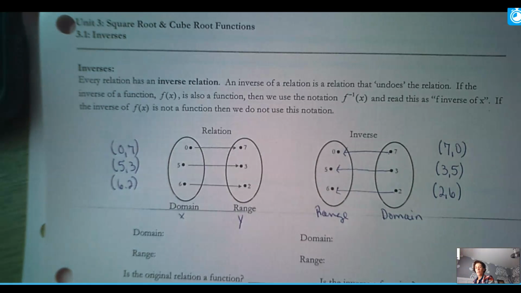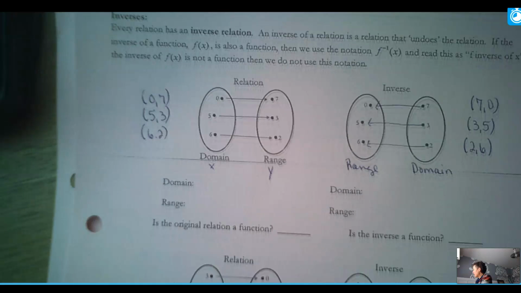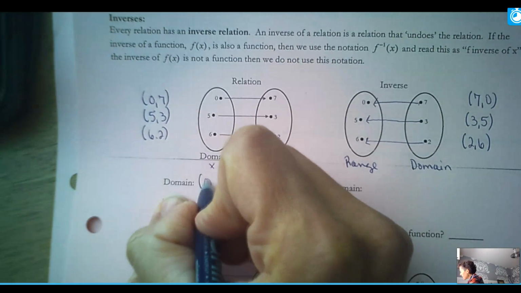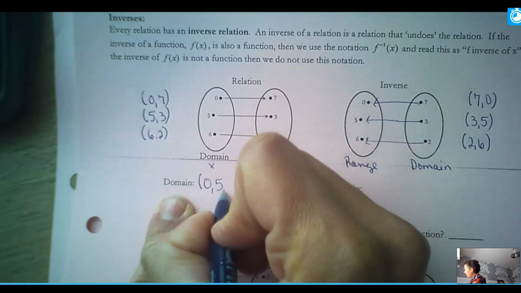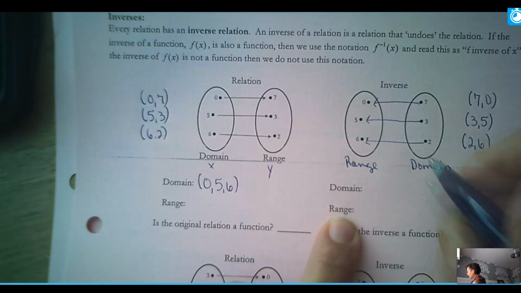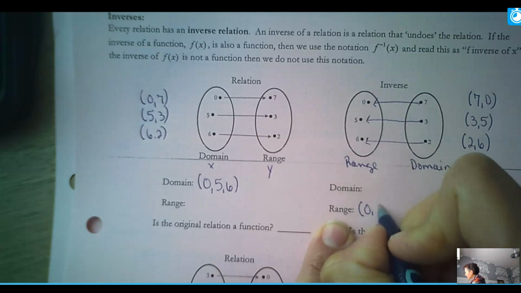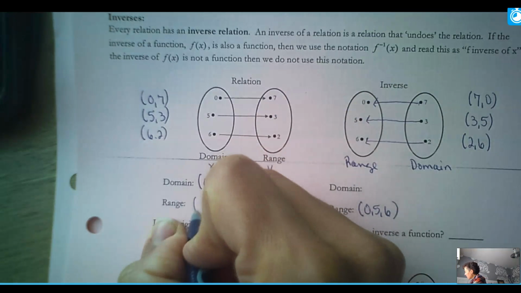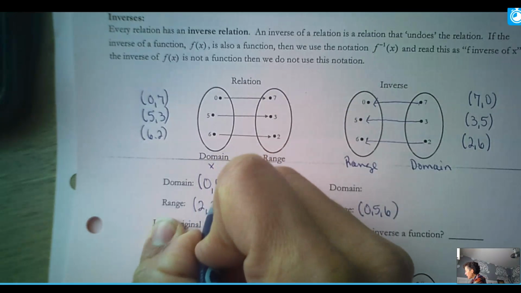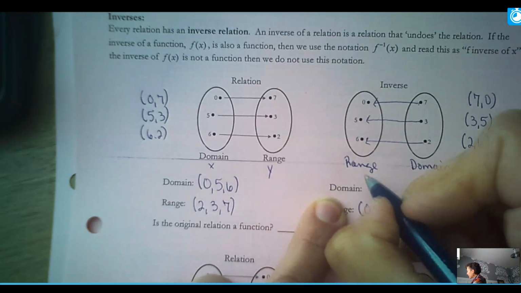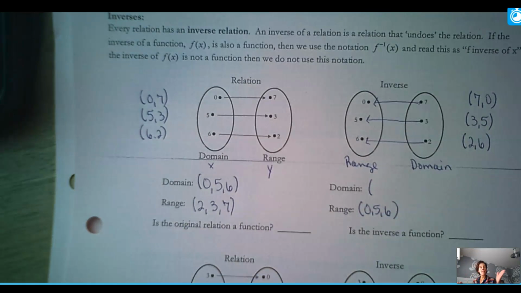The next thing we're going to look at is, again, what's the domain and what's the range. The domain here, in numerical order, is 0, 5, and 6. This domain becomes the range of the inverse. The range of this function has the values 2, 3, and 7. This range becomes the domain of the inverse. Essentially the x's and the y's swap roles.